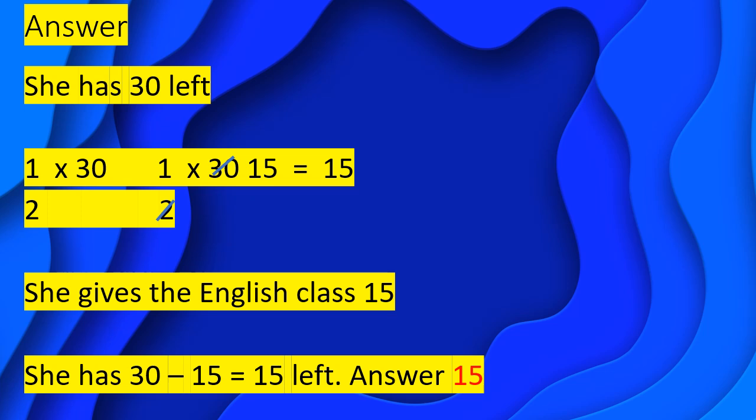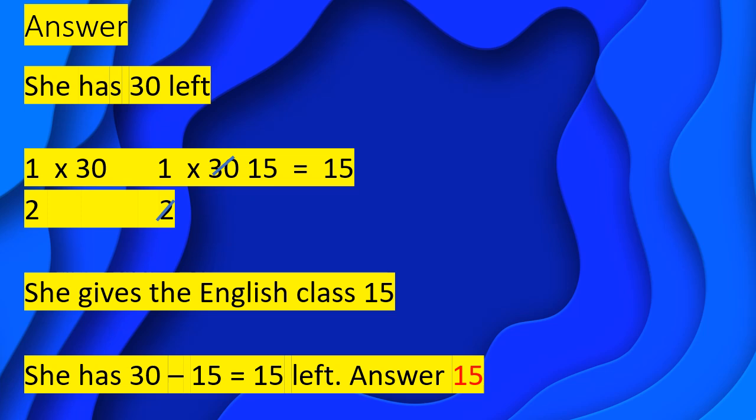So she has 30 left, and she gives half of those to the English class. So 1/2 times 30. Again, you have 2 on the bottom, 30 on the top. They can both be divided by 2. 2 on the bottom divided by 2 equals 1. 30 on the top divided by 2 equals 15. So 15 is the number that she gives to the English class.